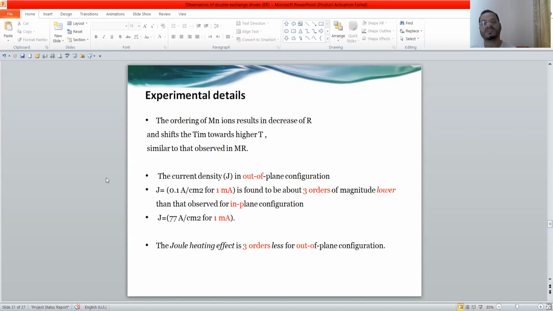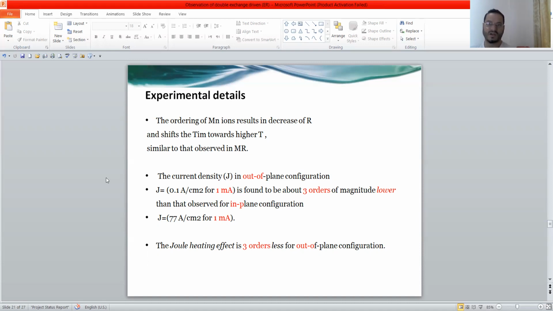But let's make it what? To make it similar to what is observed in magnetic resistance: some relation between electric resistance and magnetic resistance, some similarity. And we try to discuss a different situation at high temperature and low temperature.